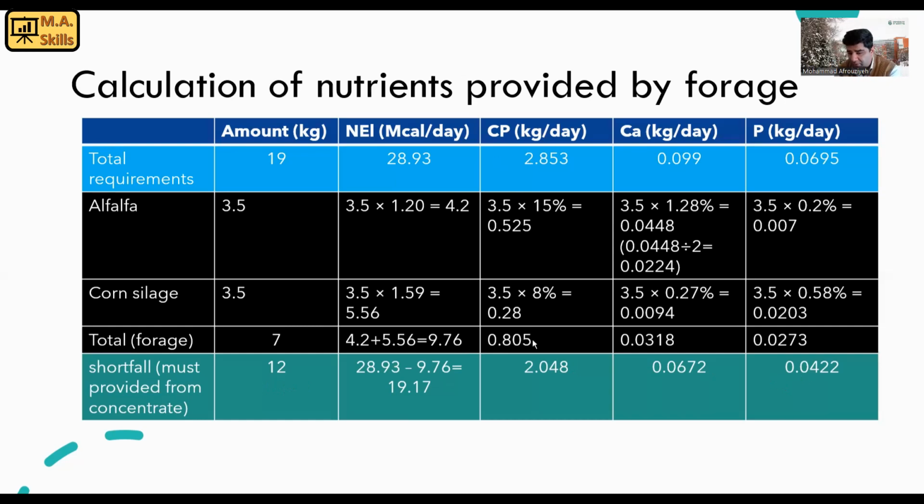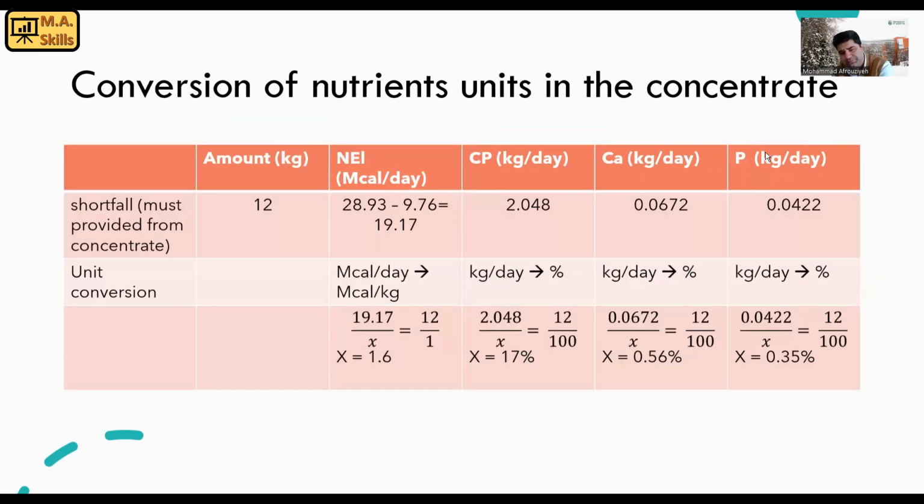Just subtract the amount of nutrients provided by total forage from the total requirements to calculate the shortfalls. Now, 12 kilos concentrate should be able to provide this much energy per day, and this much protein, calcium, and phosphorus per day.